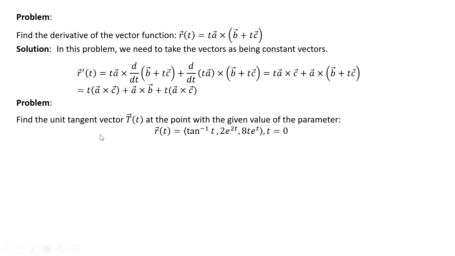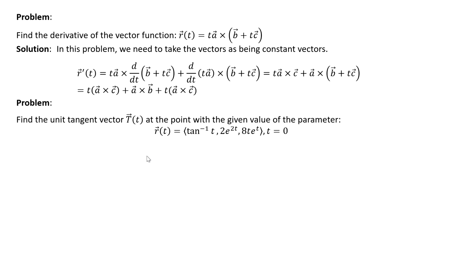Okay. All right, find the unit tangent vector T of t at the point with the given value of the parameter. We need to find T prime of t at t equal to 0. In other words, we need to find, not T prime, sorry, we need to find T of 0. That's what we need to find. The unit tangent vector T, but at t equal to 0.